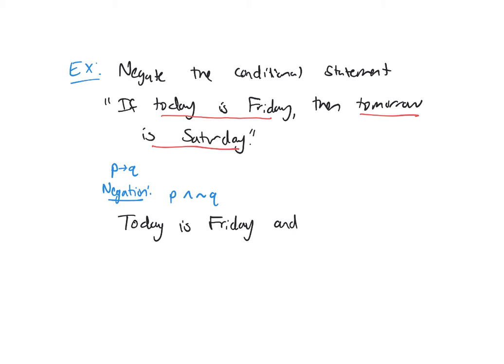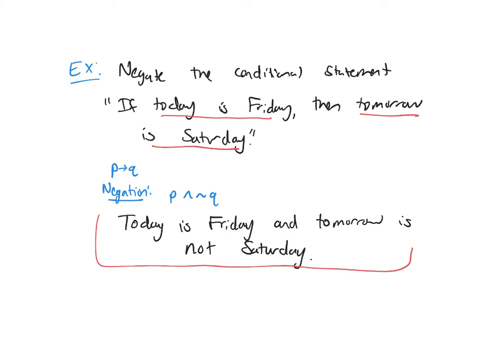You're going to negate that. So you're going to say the opposite, or essentially, tomorrow is not Saturday. And that's how you would negate that conditional statement. So again, when you negate a conditional statement, it's no longer a conditional statement. It's not an if-then statement anymore.